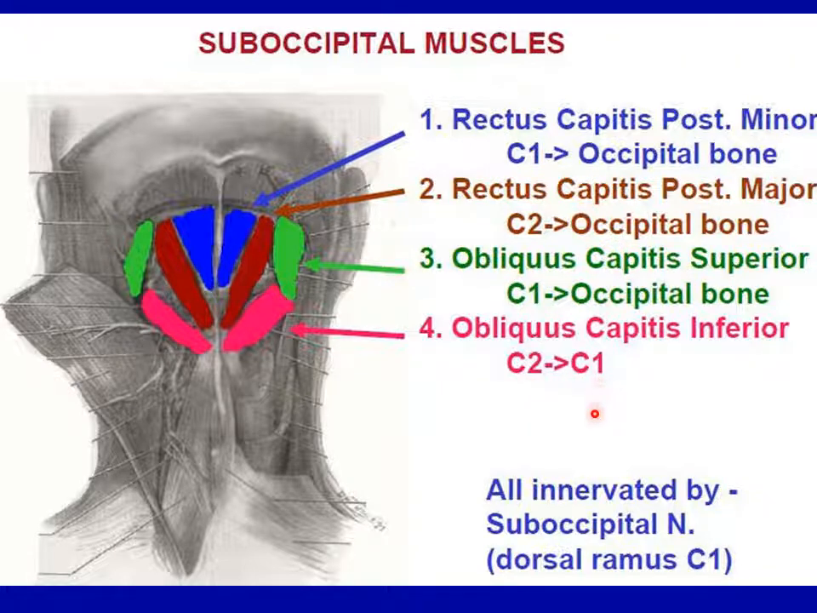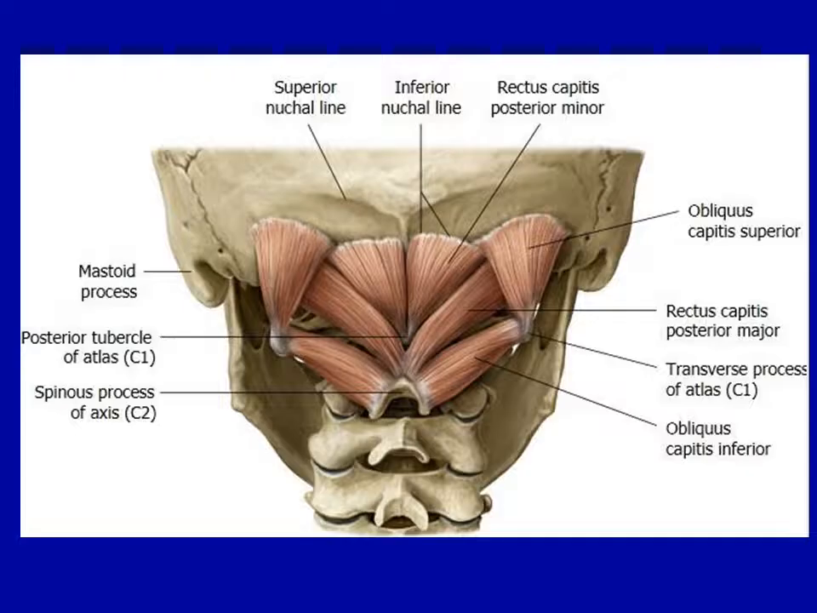that is C1. All these muscles are innervated by the suboccipital nerve, or the dorsal ramus of C1, which you must remember. So muscles again we can make out here.